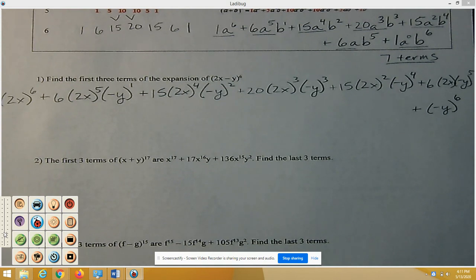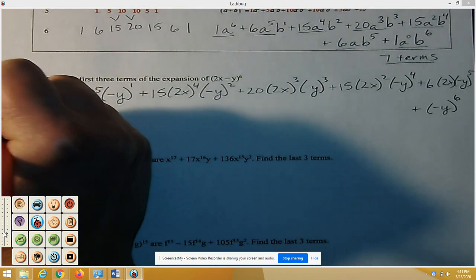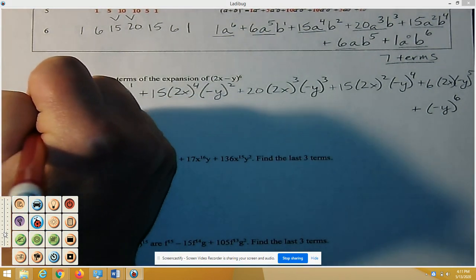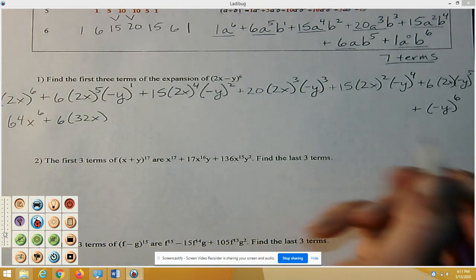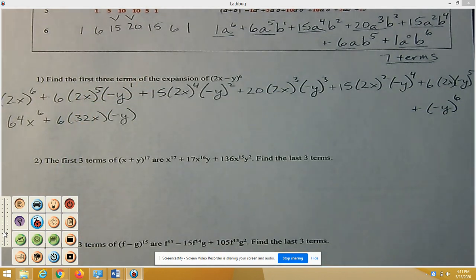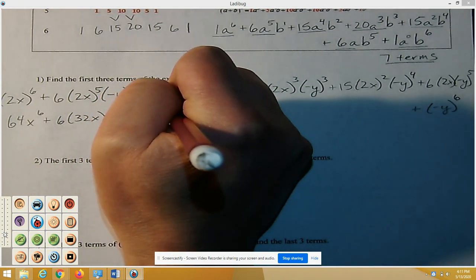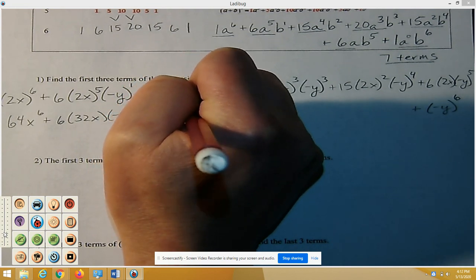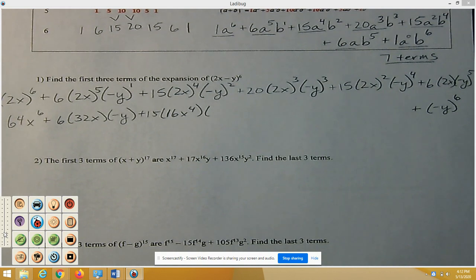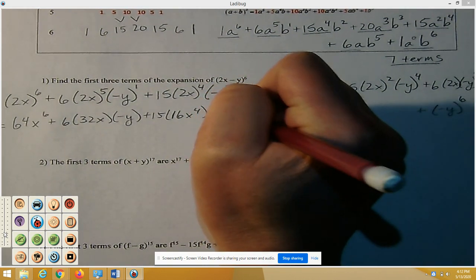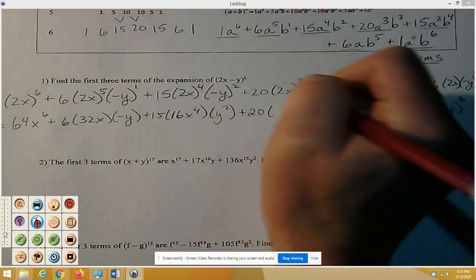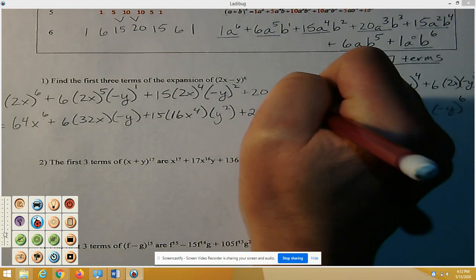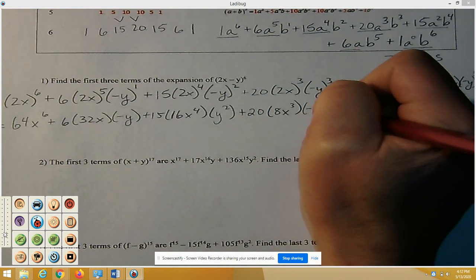So 2 to the 6th is going to be 64. So I'm going to get 64x to the 6th plus, this is going to be 6 times 32x times negative y, okay, plus 15 times 16x to the 4th. Now that negative y squared is going to become positive y squared. All right, and then I'm going to get plus 20. 2 to the 3rd is 8, x to the 3rd. This is going to be a negative 1 times y to the 3rd.